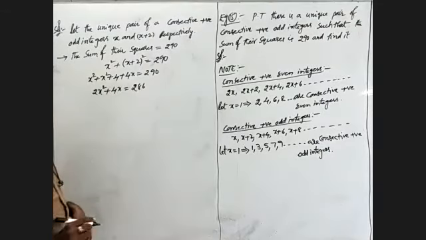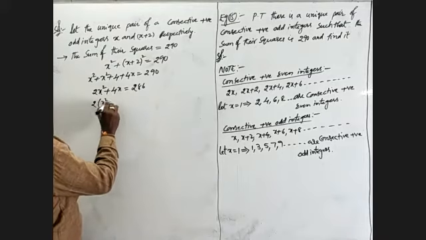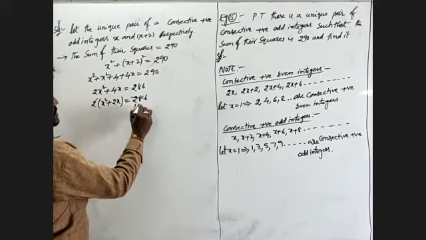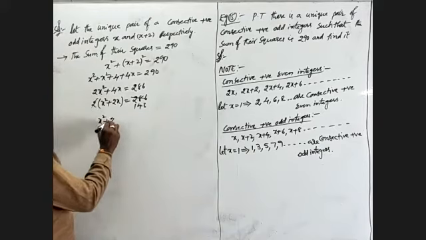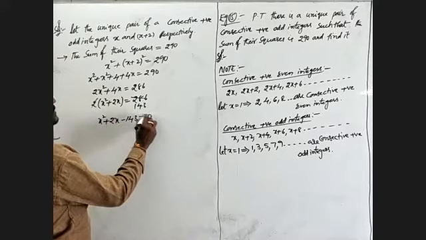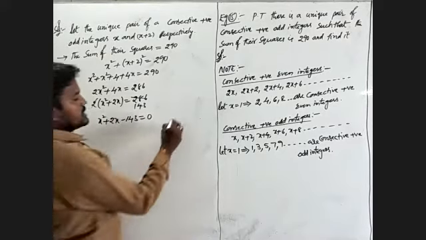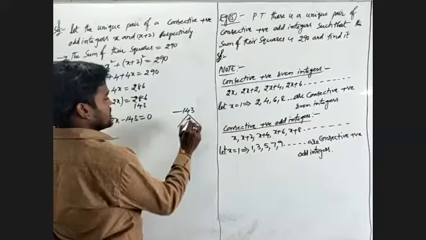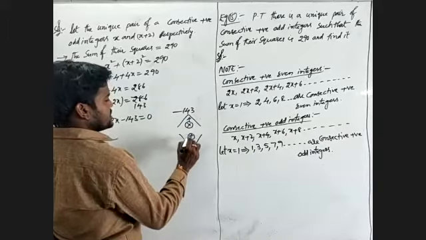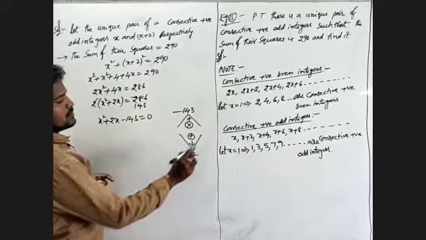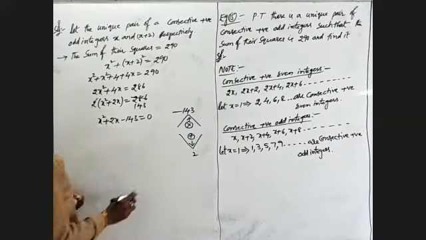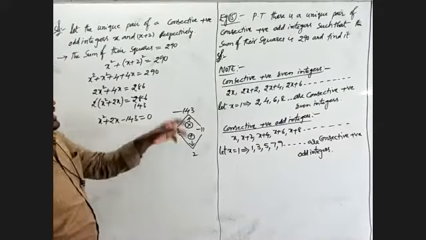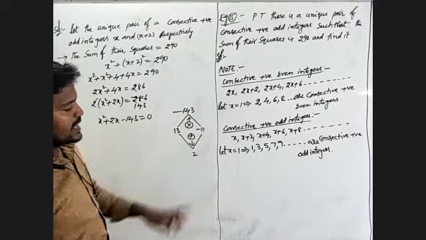Again I will take 2 common, so x square plus 2x is equal to 143. That I will write: x square plus 2x minus 143 is equal to 0. Observe, 1 into minus 143 is minus 143, which satisfies their multiplication. Their addition should be 2 and their multiplication minus 143. I will take 13 and minus 11. Plus into minus is minus, 13 into 11 is 143, and 13 minus 11 is 2.